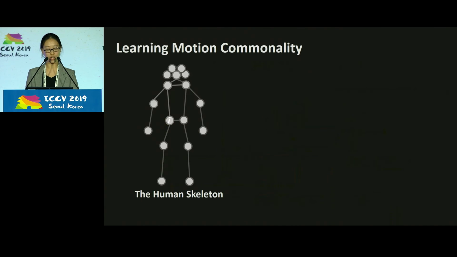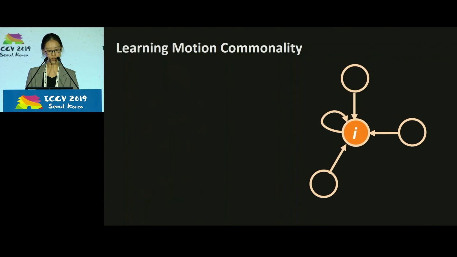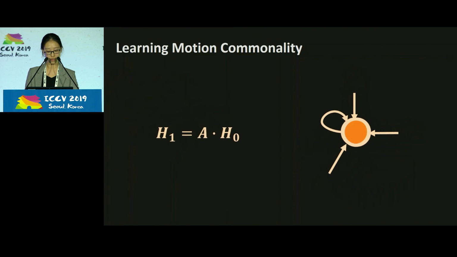Now let's look at the motion commonality learning. Here, we take the joint neighborhood around hip I as an example. The motion commonality module performs a graph convolution on the relation graph. So, hip I will first compute the general motion of its neighborhood.